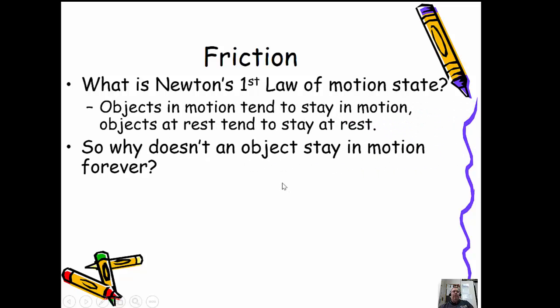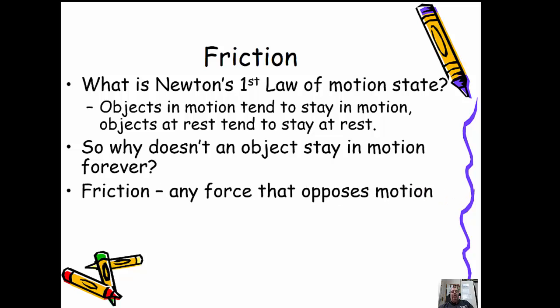So my question to you though is, if objects in motion tend to stay in motion, why is it that when you push a ball or you let off of the accelerator on a car, its motion tends to slow down? And hopefully you said that is because of friction. Friction is just going to be any force that opposes the motion of an object.